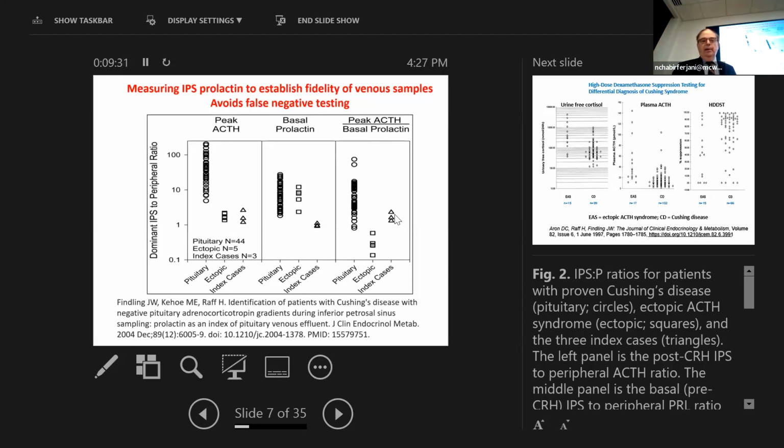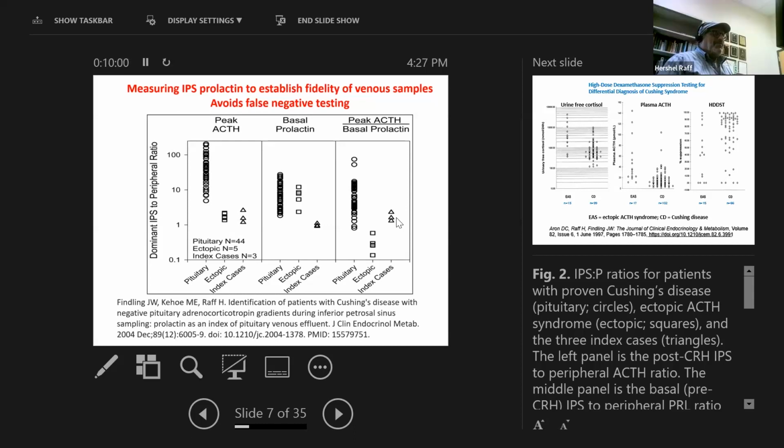So now the standard of care, we think, for doing this procedure is to measure prolactin to validate the integrity of the venous sampling. Much like we do in adrenal venous sampling, where we use cortisol as a surrogate of adrenal venous effluent, for petrosal sinus effluent we use prolactin, and it's very reliable, works very well. Hershel, do you have any comments?